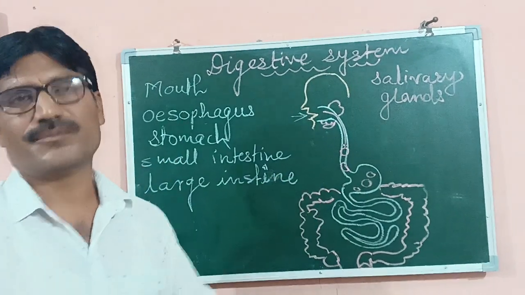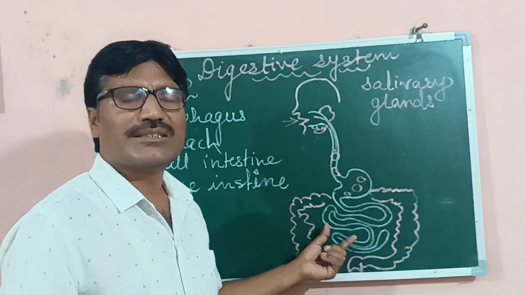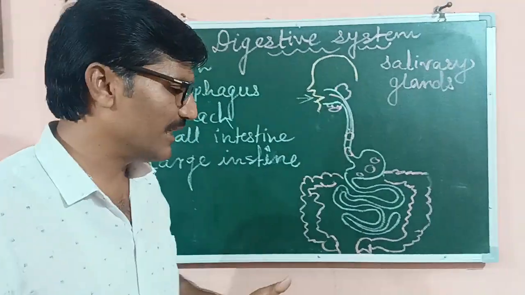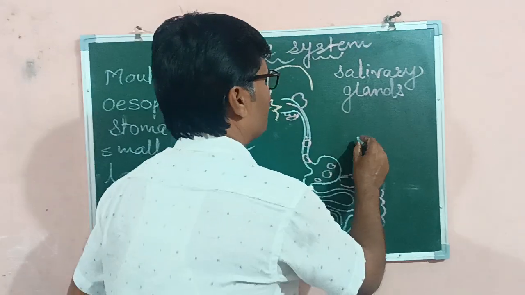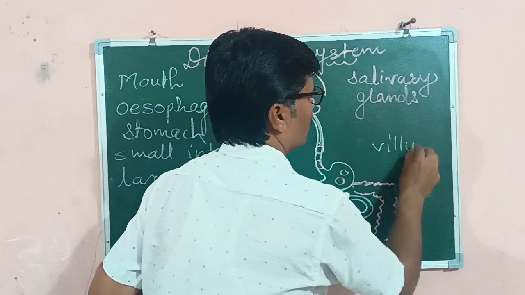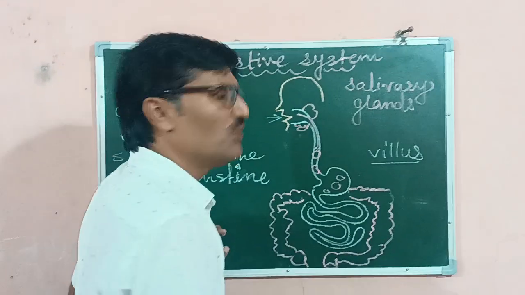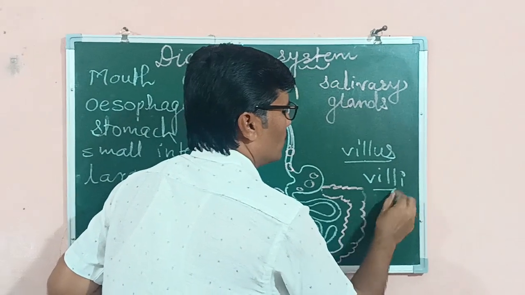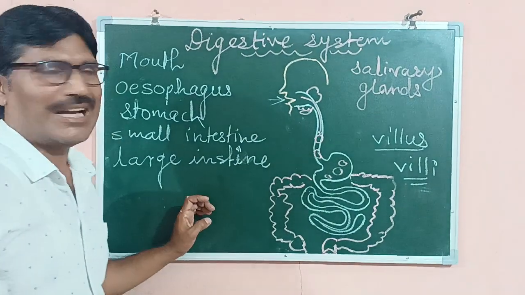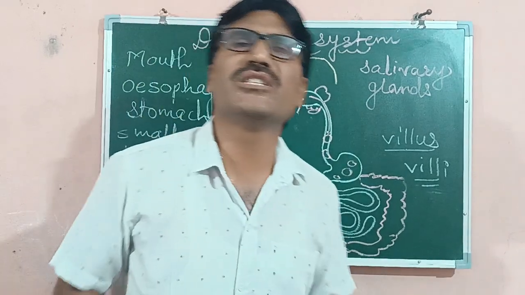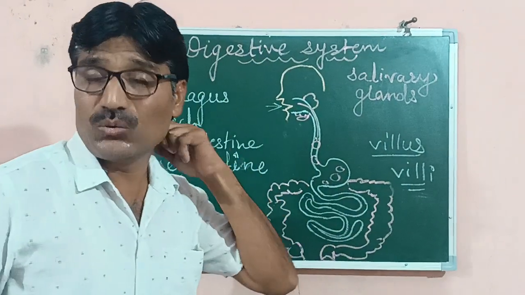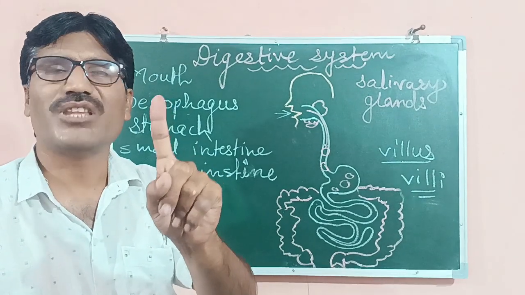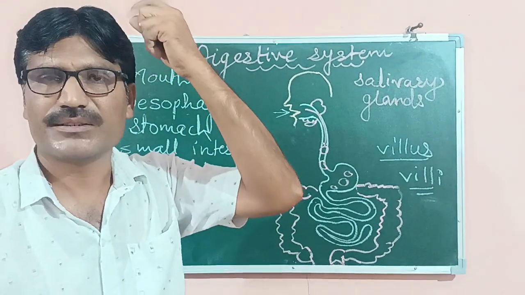And here the villi are present, innumerable villi. Villus is singular, and the plural of villus is villi. So innumerable villi are present here. What are the villi, you know? The villi are finger-like structures. They are as small as our hair.